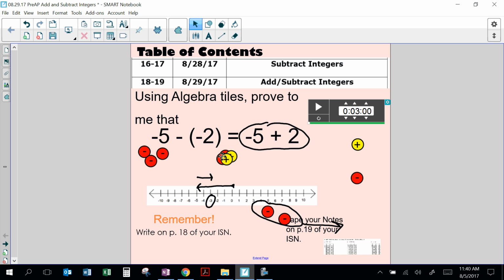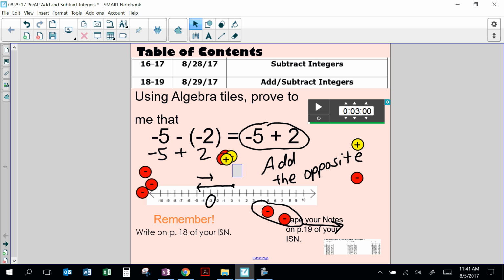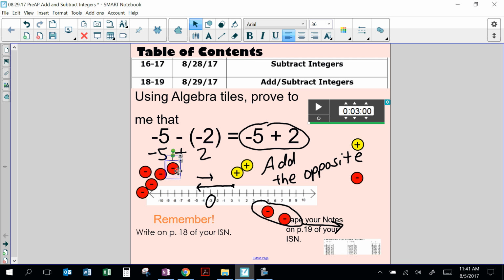Or if you want to do it using something called add the opposite, how do you do that again? I start with -5, that's what I'm starting with. I add, what's the opposite of -2? 2, and -5 plus 2. And in this picture, do you see -5 plus 2? I do.